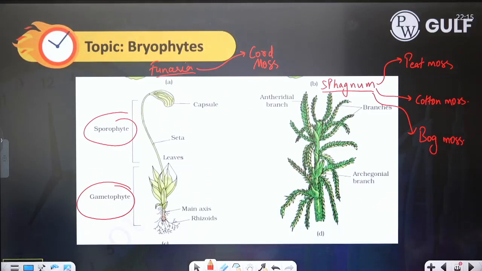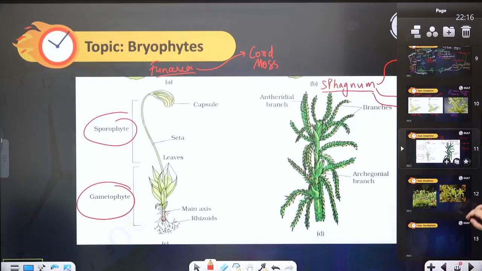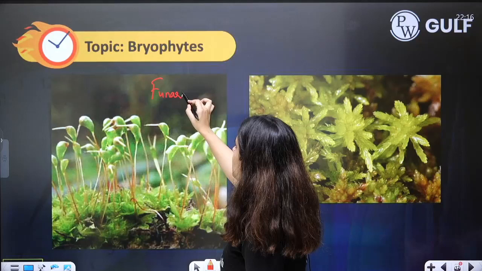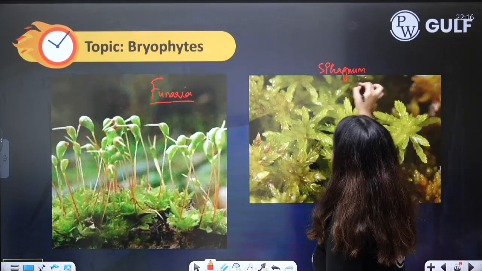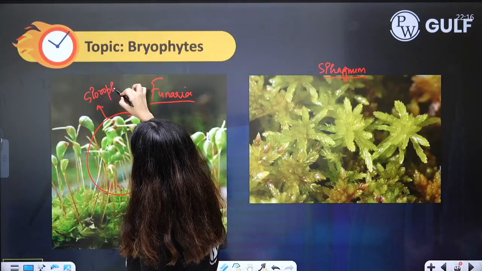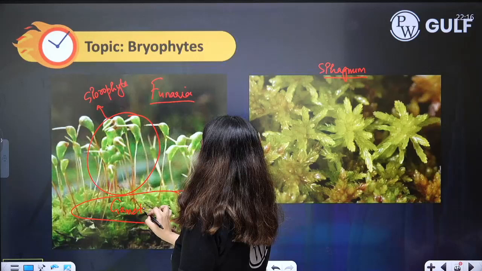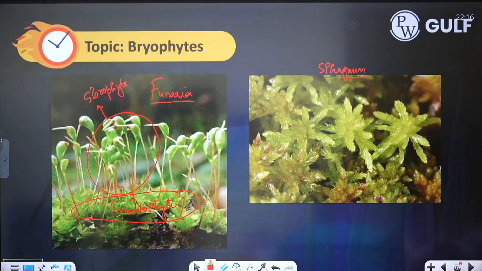So these are the two mosses, funaria and sphagnum. So here we complete bryophytes. And here's a real picture of funaria and sphagnum. Here you can see the sporophyte part, clearly, and this is the gametophyte part. The main body is gametophyte. Over the gametophyte, sporophytes are formed. Right? I hope this is clear to all of you. Now you can see the real picture of funaria.